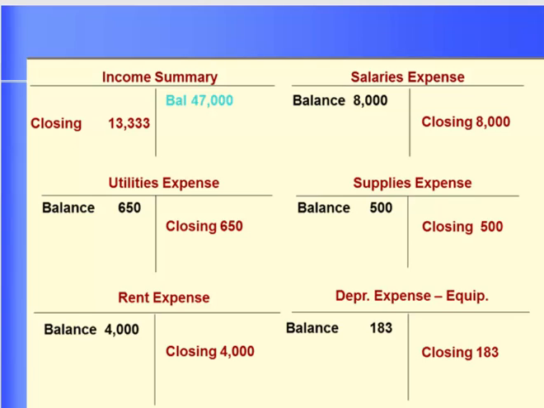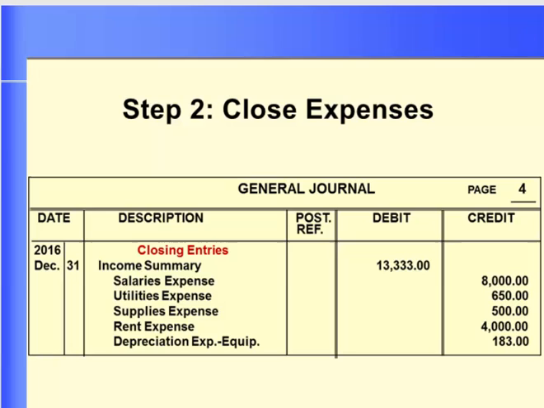Here is what the T accounts look like. Each expense account was closed to zero, and a corresponding debit was made to the income summary account for $13,333. Here is the second closing journal entry. Notice that income summary is listed first because it is the only debited account.